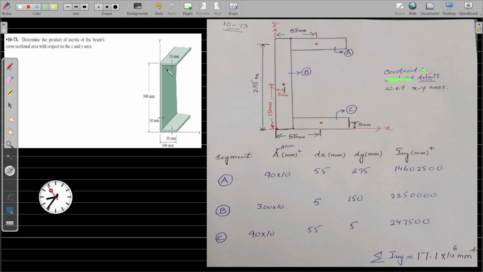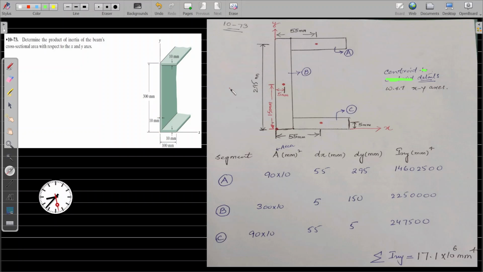The beam's dimensions are as follows. The thickness of this flange, termed A, is 10 millimeters. The other flange, flange C, is also 10 millimeters thick, and its width is 100 millimeters, as is the width of flange A. The height of this web is given as 300 millimeters, and the thickness of the web is also 10 millimeters.